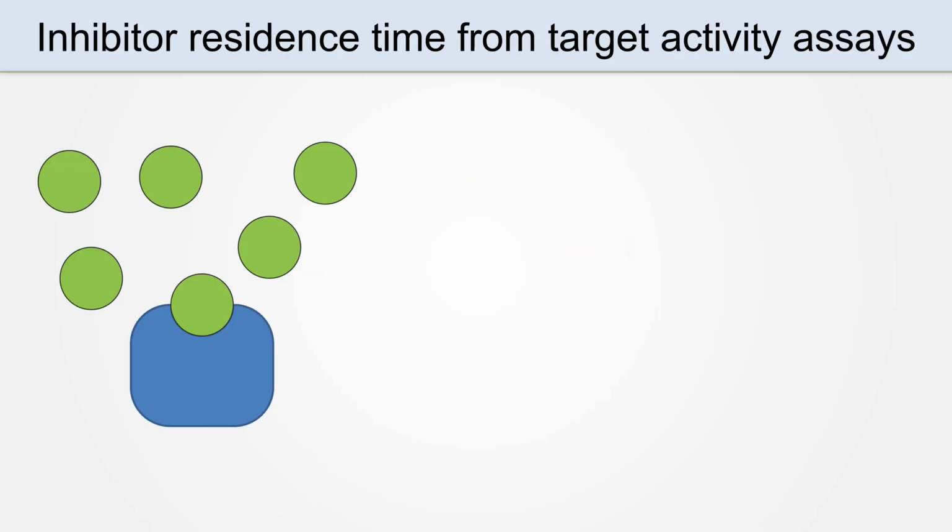What if we don't have a binding assay? Fortunately, functional assays can be used to measure kinetics of inhibitor compounds. All we need is an assay of the target's function, like an enzyme activity assay or a signaling assay for a receptor. This involves the washout method. Compound and target are incubated together to form the complex. Then the unbound compound is removed by a washout or jump dilution step.